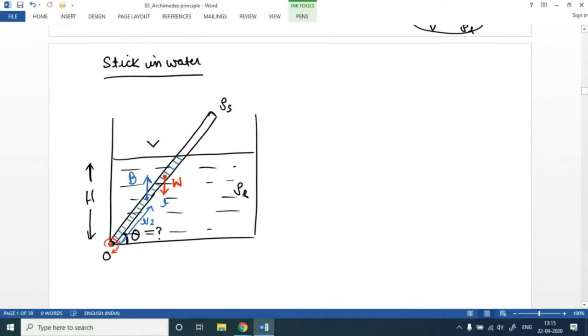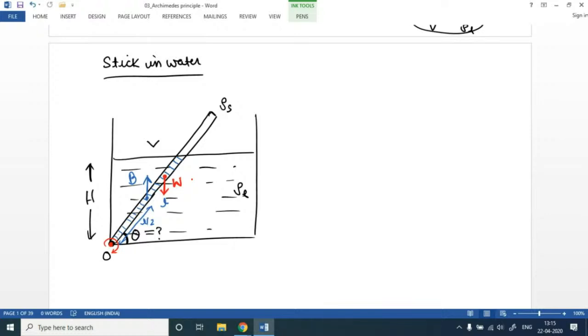So we must say what would be the torque due to weight and what would be the torque due to buoyancy, and we must equate them with each other. Let's first write down the values over here. So torque due to the weight.